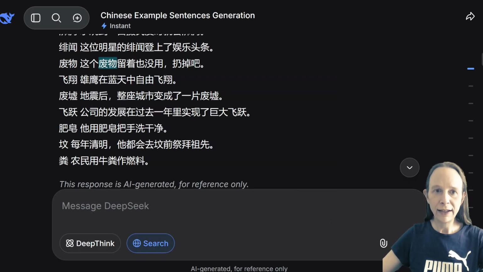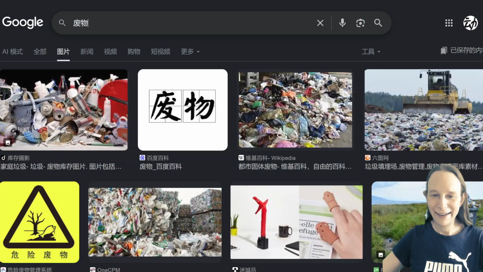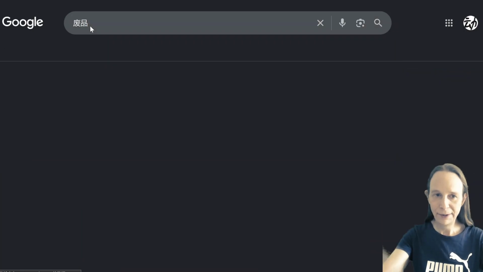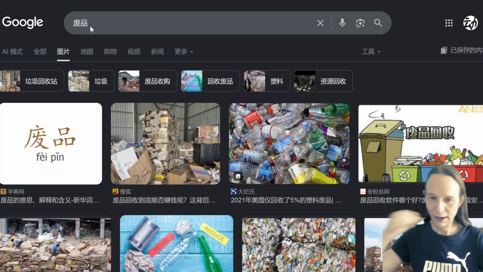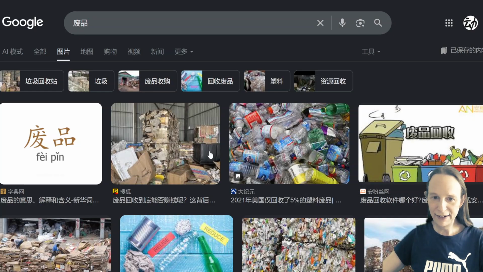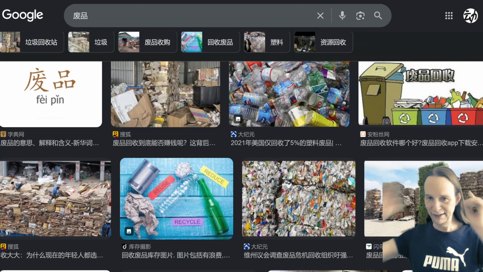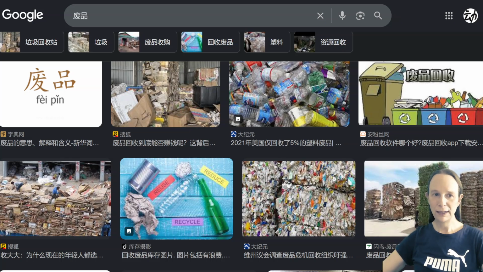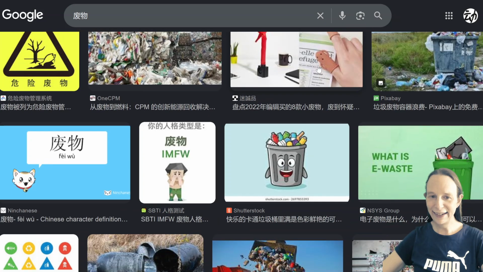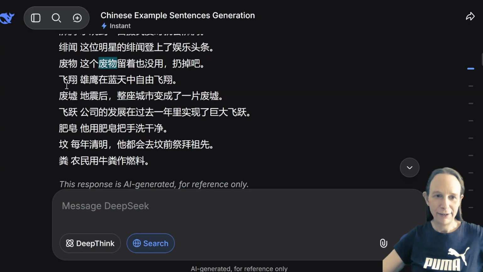Not in the dictionary. But let's put it in Google image search. 废物. Okay, so it's just waste in general. And 废品. So 废品 can include recycling, discarded material. Usually 回收, this one for recycling. All right. So 废物 can't really do anything with. Is that the idea? E-waste. 电子废物. Maybe, I don't know.